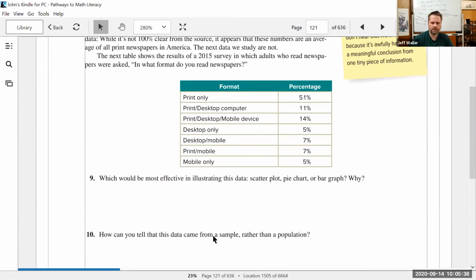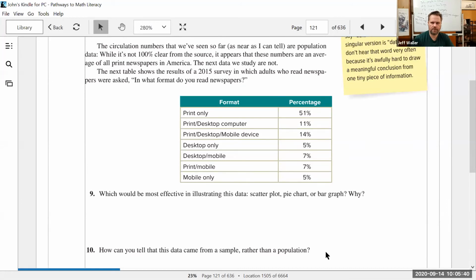How can you tell this data came from a sample rather than a population? What do they say that shows me it came from a sample? What do they say?